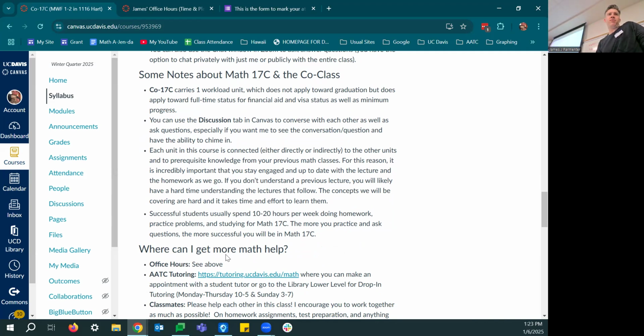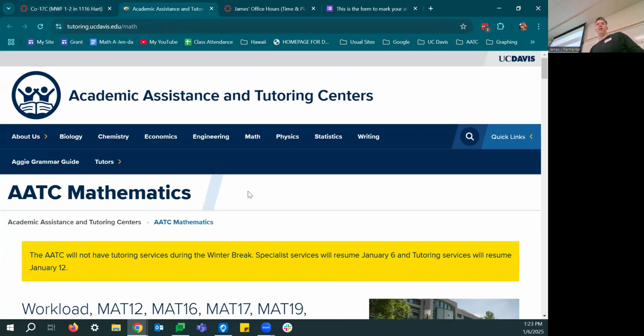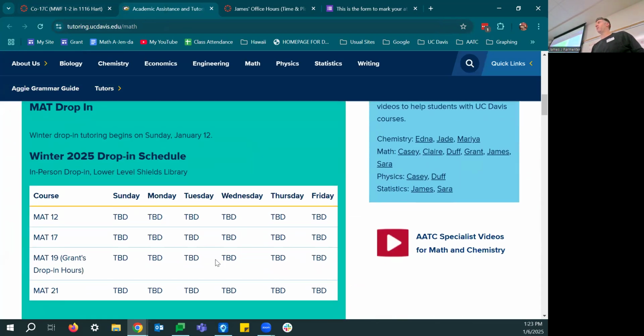Where can you get more help? Office hours, tutoring, which again, the drop-in tutoring starts next week in the library. I believe it's Monday through Thursday, 10 or 11 to 5, and then Sundays from 3 to 7, which you can find on our website as well if you go look. I think you usually can find it on our website, except right now, I believe it doesn't actually show the times. They'll say TBD. So they're probably figuring it out right now when they have tutors to work.